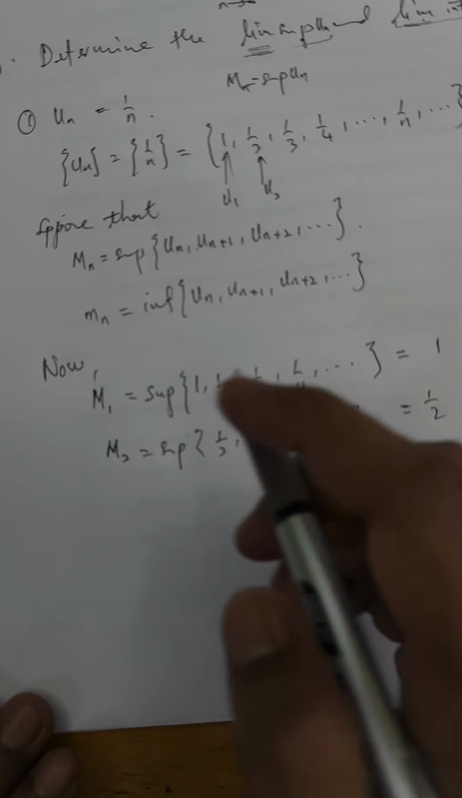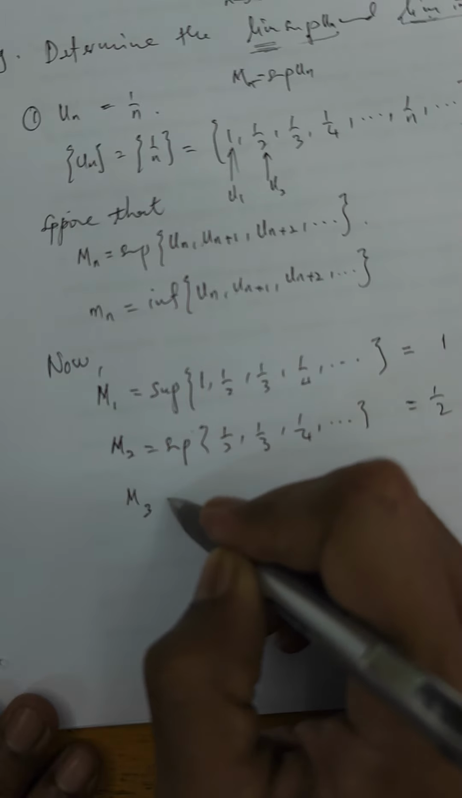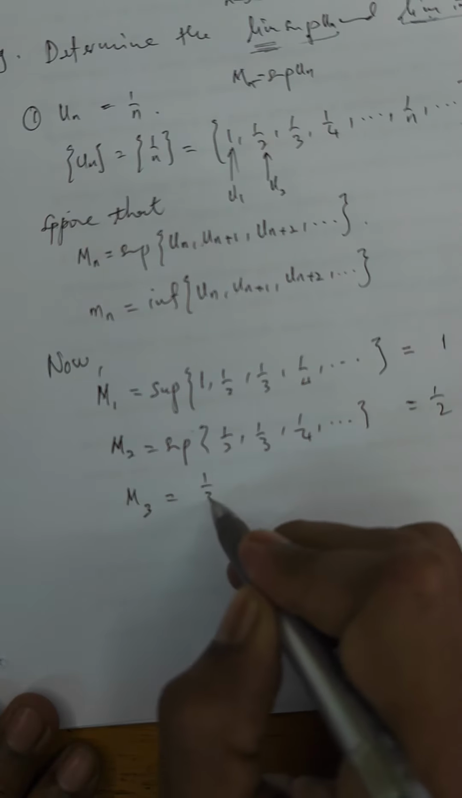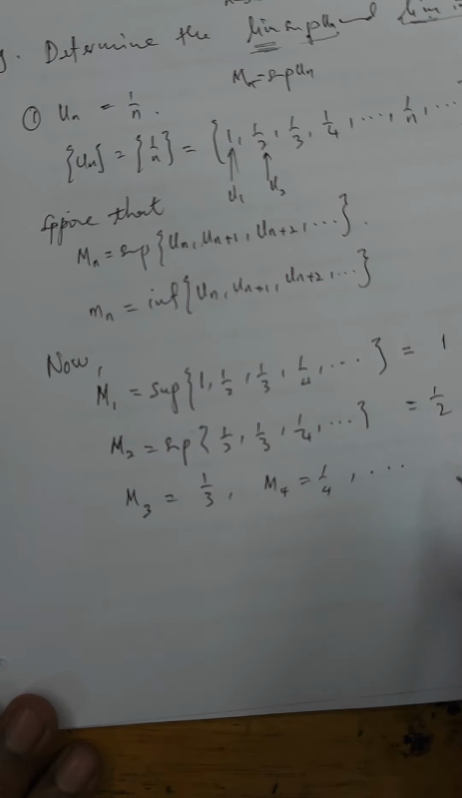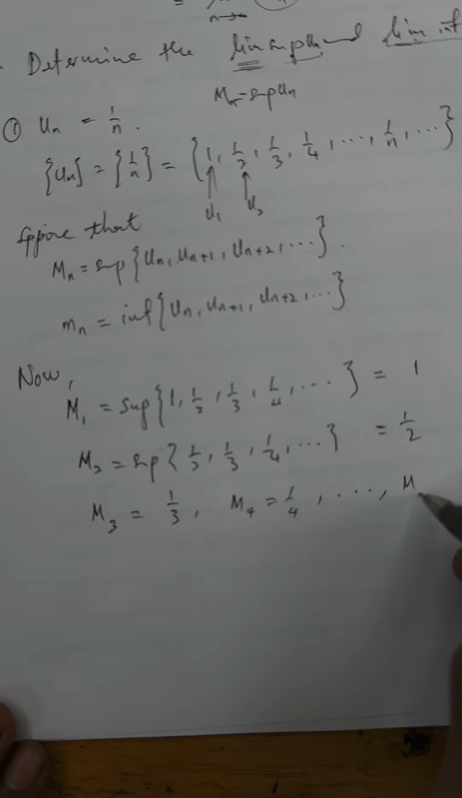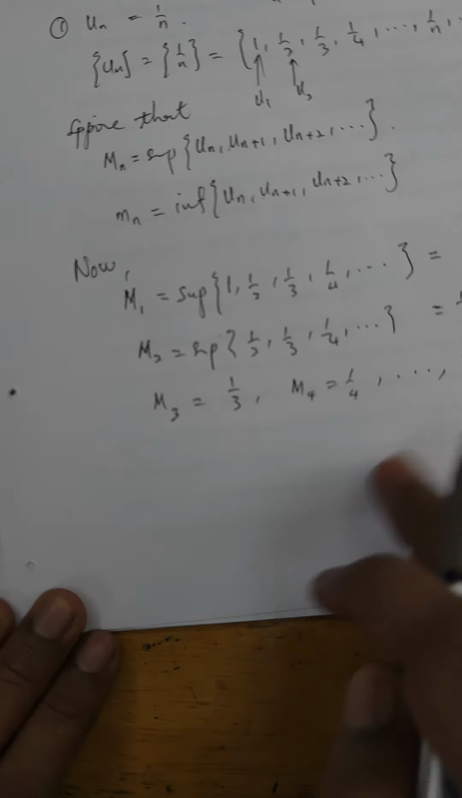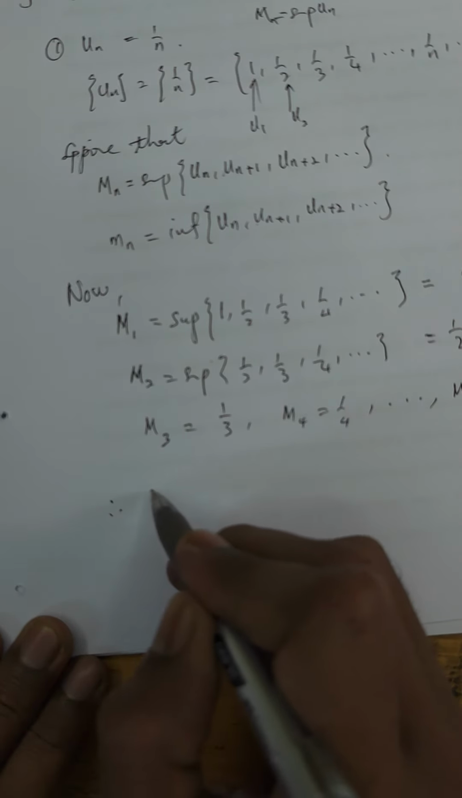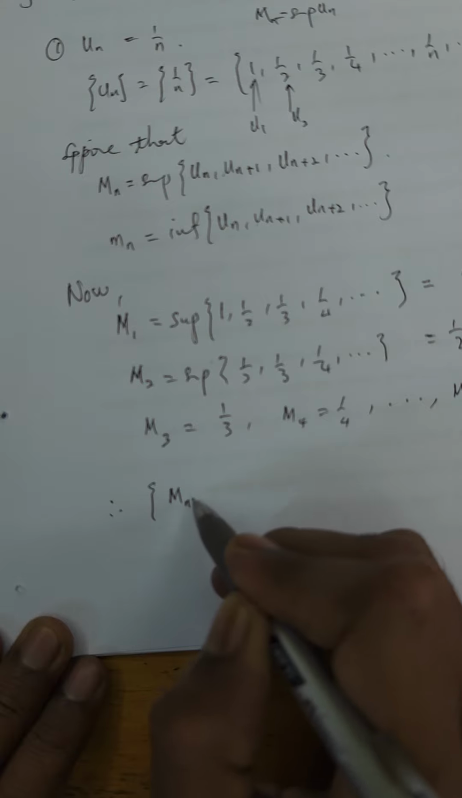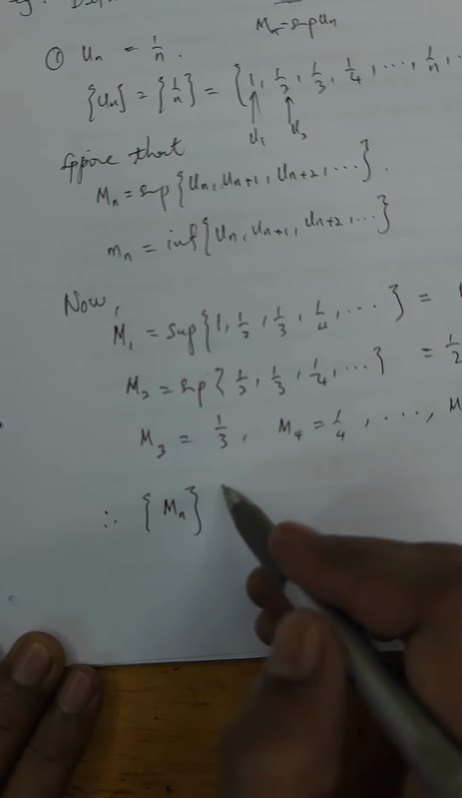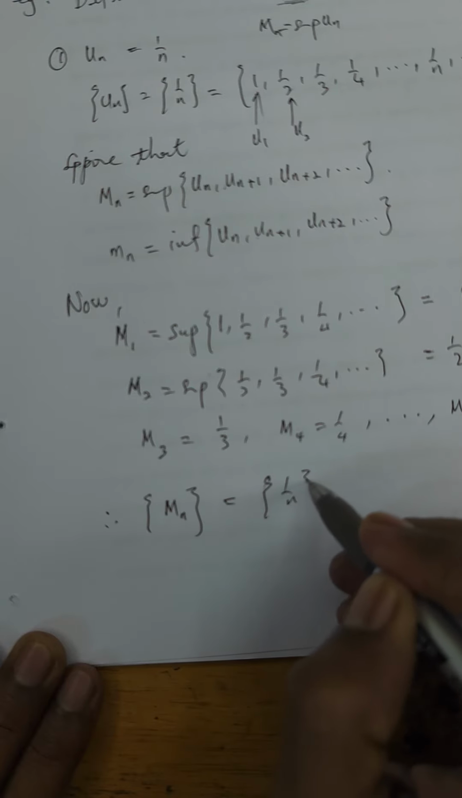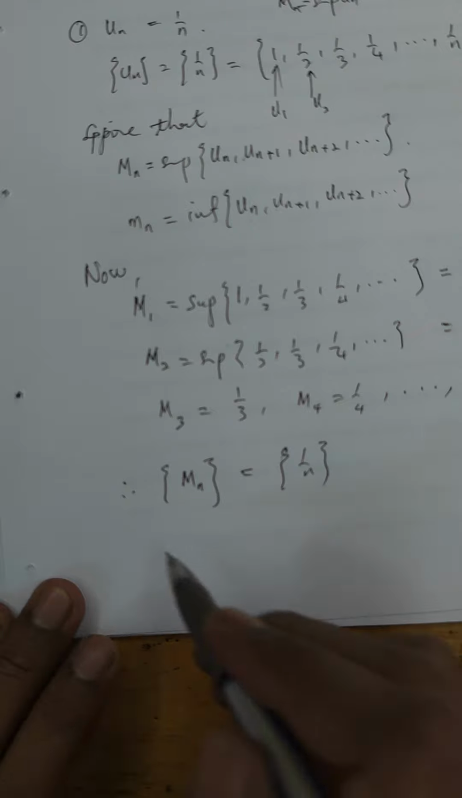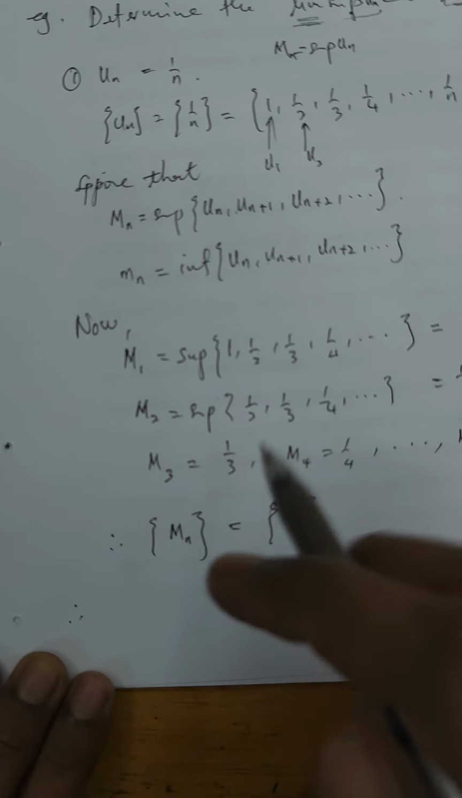Alright? So by doing this, you can proceed. You can find M3 is 1/3, M4 is 1/4, and so on. And later on you get Mn, which is 1 over n. So now our sequence of Mn, the sequence of the supremum, is 1 over n.